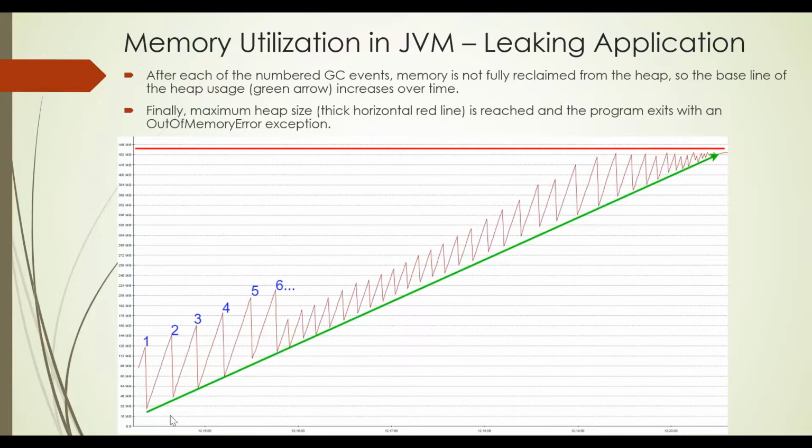In this slide you can see this base is getting shifted. Ideally it started at 32 MB, so whenever GC is happening, it should again come back to 32 MB, the initial heap size. But you can see that it keeps moving, and at one point it reaches the maximum heap size, and you will get an out of memory error.